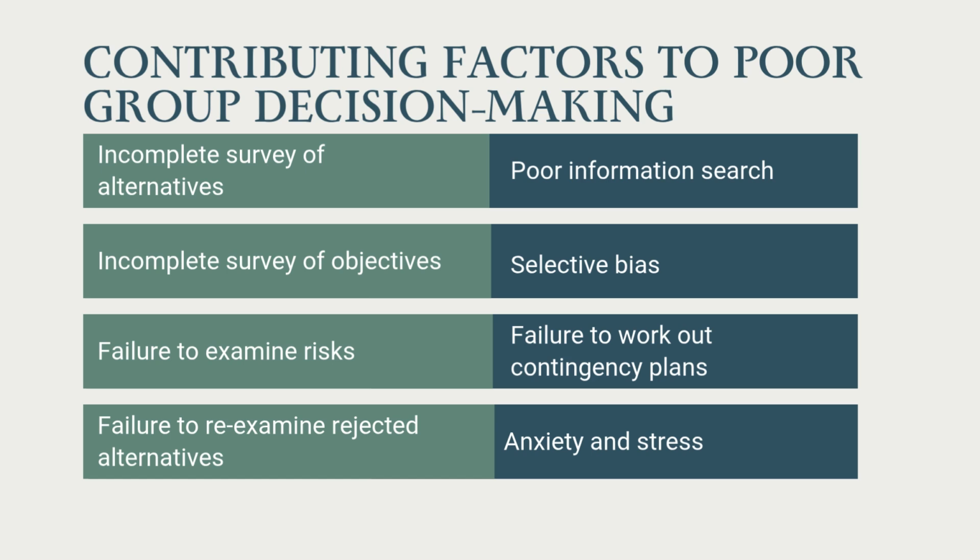Finally, the failure to work out contingency plans. A contingency plan is a course of action that will be employed if something else happens first. For example, if I burn the dinner that I'm cooking, I will probably just order takeout. The plan to order takeout is contingent on me burning dinner because I'm not going to do it unless that happens first.